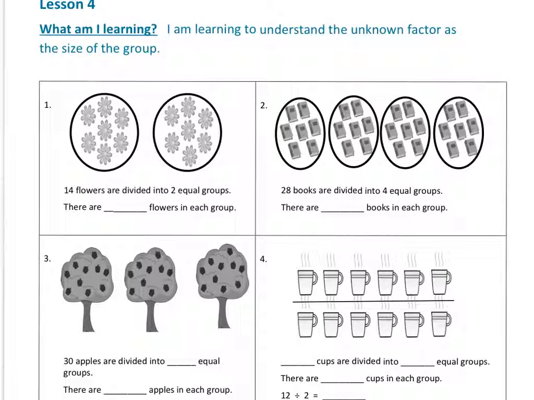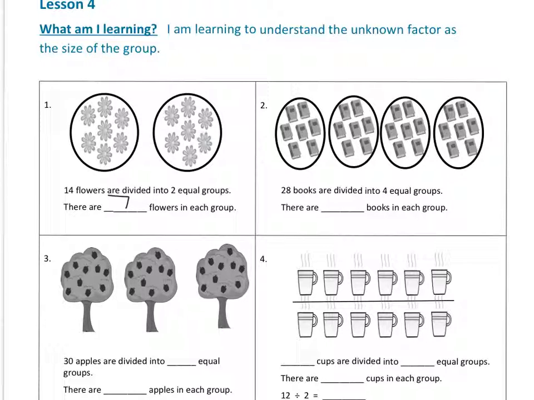Let's count the flowers in each group. 1, 2, 3, 4, 5, 6, 7. We're going to double check on this first one just to make sure that they're not lying and that these are equal groups. 1, 2, 3, 4, 5, 6, 7. So there are 7 flowers in each group.